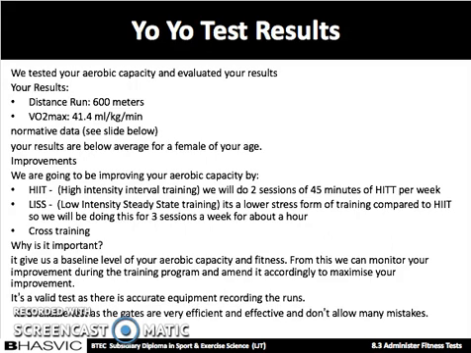It's a valid test as there is accurate equipment recording the runs, meaning there isn't any human error which could mess up the results by not seeing if a client misses the line. It's also a reliable test as the gates are very efficient and effective and don't allow any mistakes.